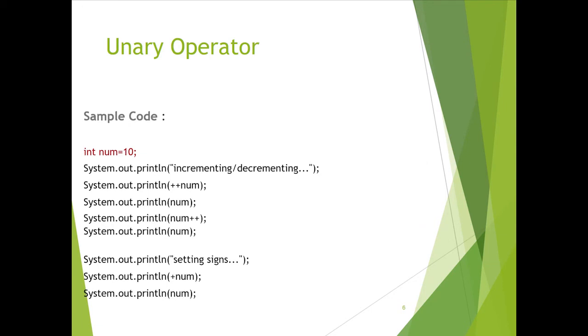we have here a simple Java code. As you can see, we have an integer num. Its value is 10. So first we're going to print out System.out.println decrement. Now if you're going to print System.out.println plus plus num, what would be the value? Anyone? What would be the value of this one if it's going to be plus plus num?